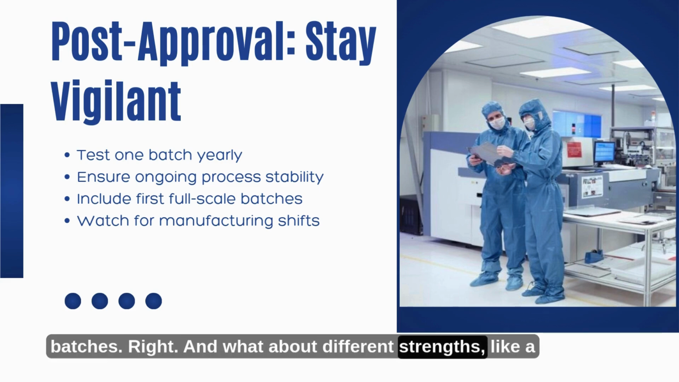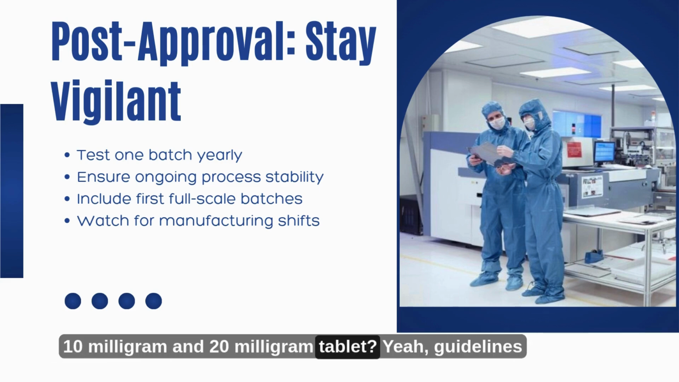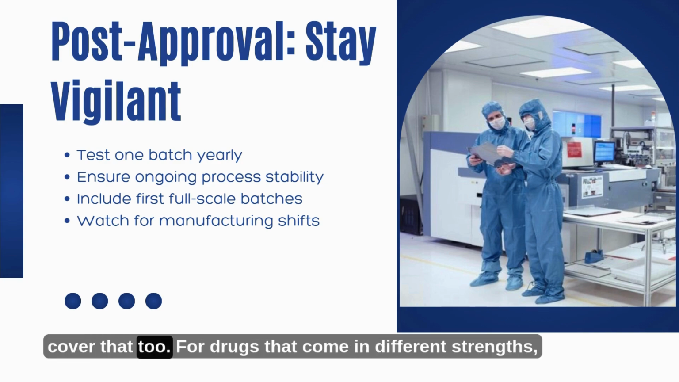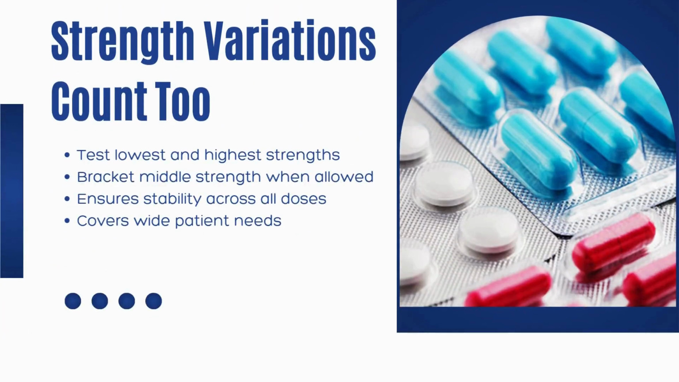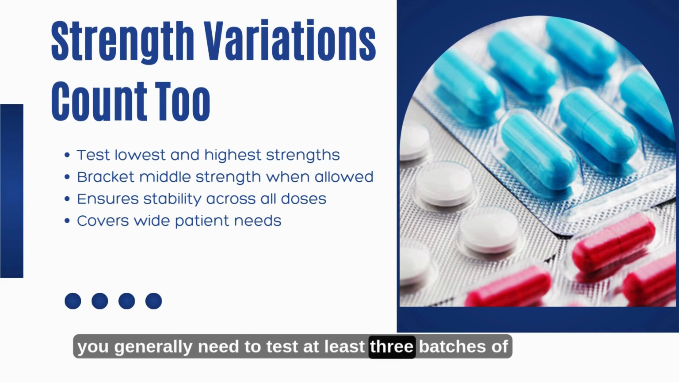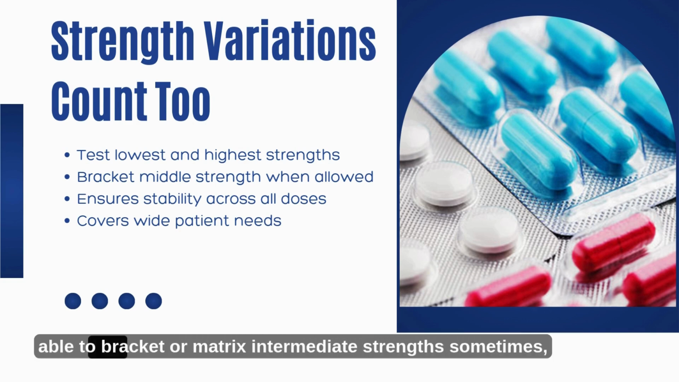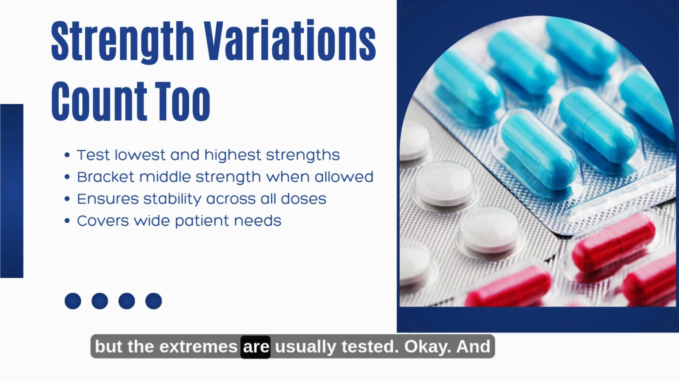And what about different strengths, like a 10 milligram and a 20 milligram tablet? Yeah, the guidelines cover that too. For drugs that come in different strengths, you generally need to test at least 3 batches of both the lowest and the highest strengths. You might be able to bracket or matrix the intermediate strength sometimes, but the extremes are usually tested.